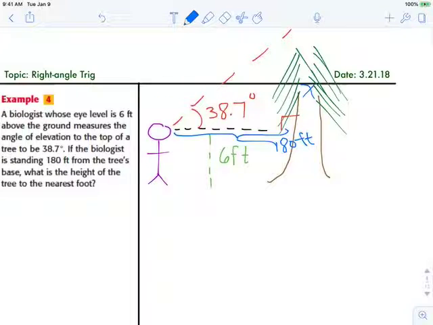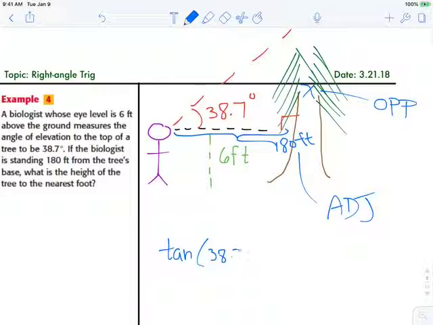So does that picture look about right? The important thing here is to be able to calculate how tall this tree is. You have to take into account the fact that their eye level is 6 feet above the ground. So whatever answer we get for x, we're going to do what to it? Add 6, right? Okay. So if you solve this, this looks like it's going to be tangent because we have opposite here, and we also have adjacent being 180. So that means tangent of 38.7 is equal to x over 180.